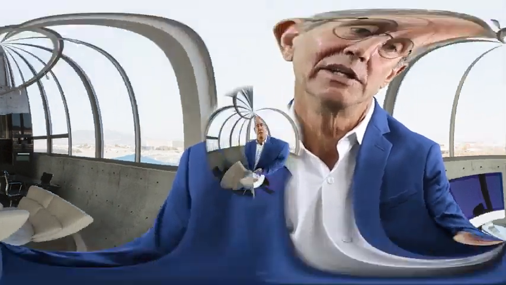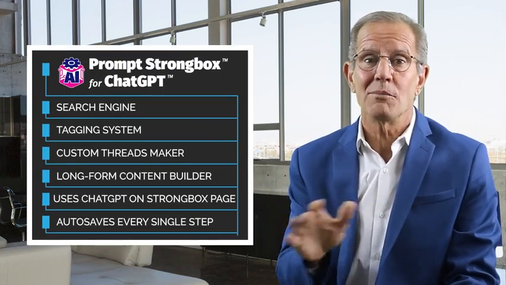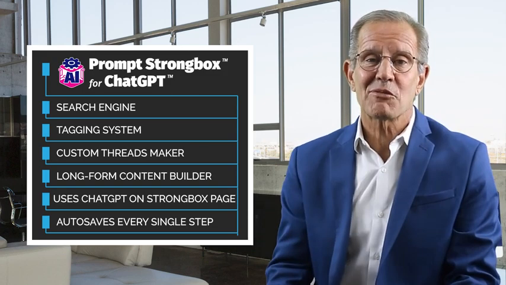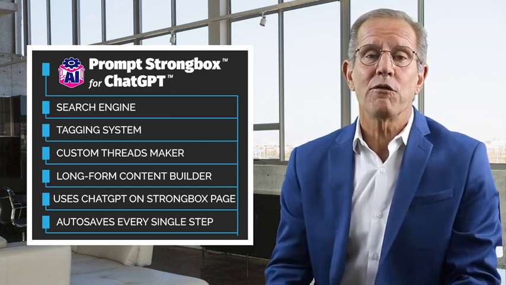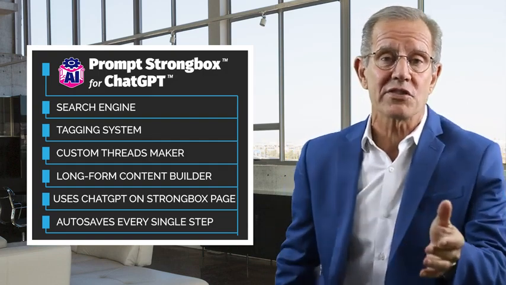Finding it again later. But then after struggling with this mess for a few weeks, Andrew Darius came up with the ultimate solution, the Prompt Strongbox for ChatGPT. The Prompt Strongbox is like a backup for all your conversations, but it's a whole lot more than that. It's got a search engine, a tagging system, a custom threads maker, and even a long-form content builder for digital products like ebooks and courses and things.